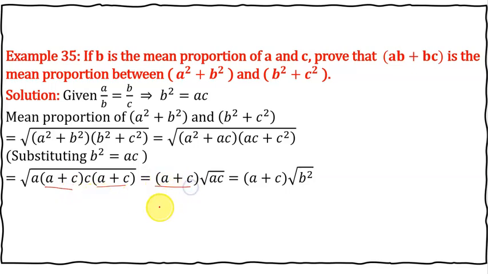Therefore, you will have here (A plus C) into root of AC. And next, what is AC? AC is nothing but B square. Root of B square is nothing but B. Next simplification, B into A gives AB, and B into C gives BC. And hence AB plus BC is a mean proportion of A square plus B square and B square plus C square. And hence, we have proved it.